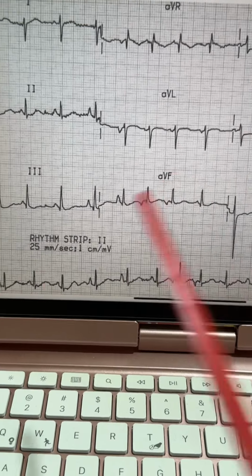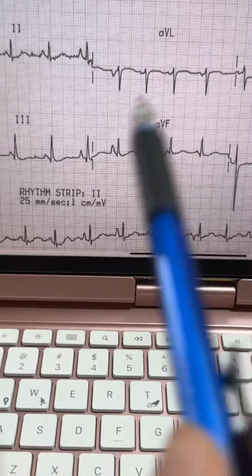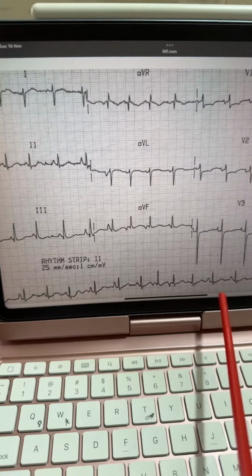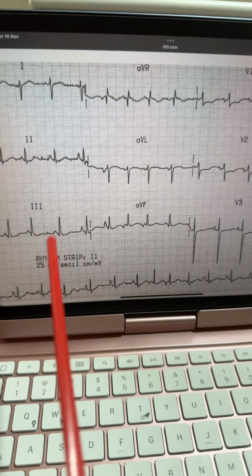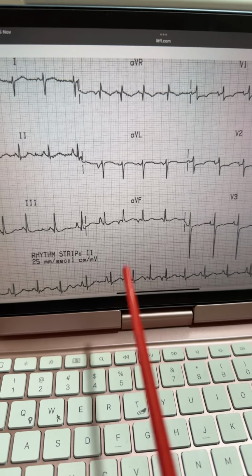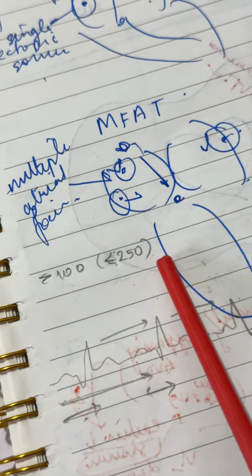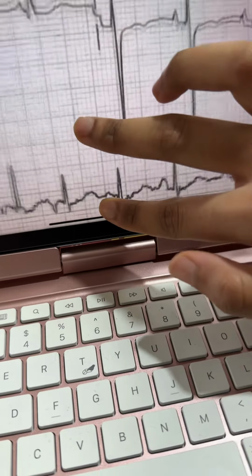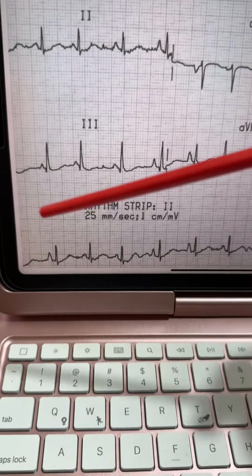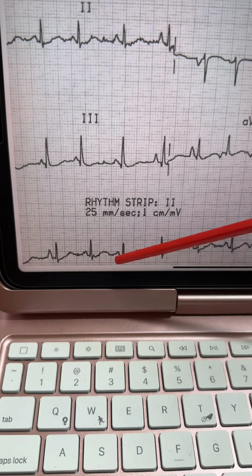Now here I just want you to look at the rhythm strip. You can see that the rate is irregularly irregular. So for the heart rate, in 30 large boxes I'll have 1 minute. Inside that I have 10 QRS complexes here, and 10 multiplied by 10 is 100. So we have a heart rate of 100 BPM. It can go all the way up to 250. Now in multifocal AT you will notice that there are a lot of PACs along with just fibrillating waves at times. A nice way to diagnose MAT is when you have 3 distinct P-wave morphologies, as you can see here.